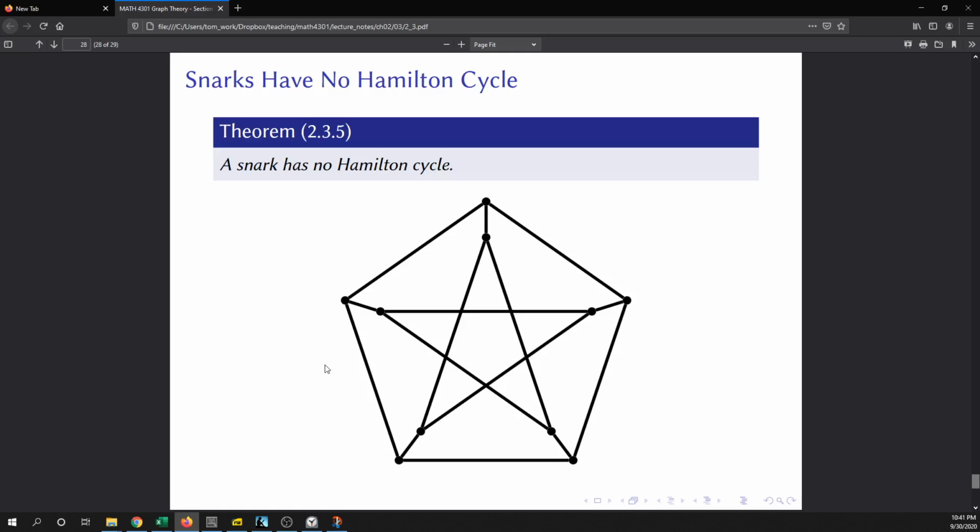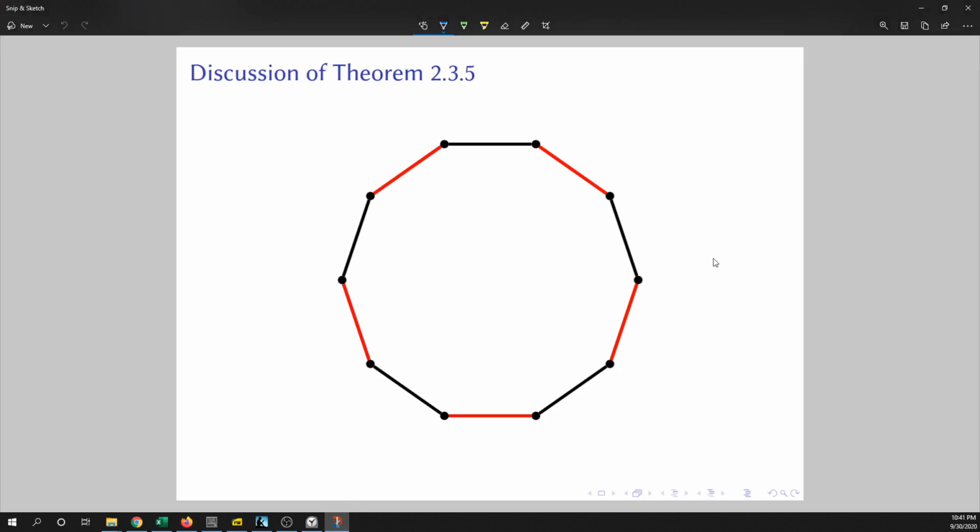Okay, and what we want to do is prove that a snark has no Hamilton cycle. So the proof goes like this. Again, we're just going to give the outline here and not the full details in this video. Suppose that there is a Hamilton cycle in a snark. Then we know that we can color that Hamilton cycle with 2 colors. Here you can see the Hamilton cycle colored red and black.